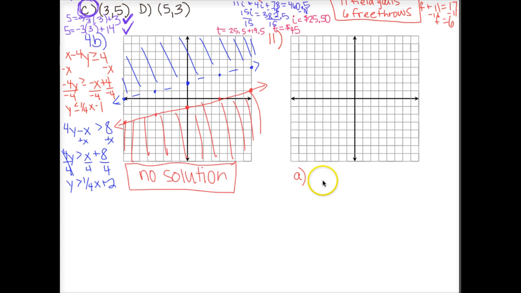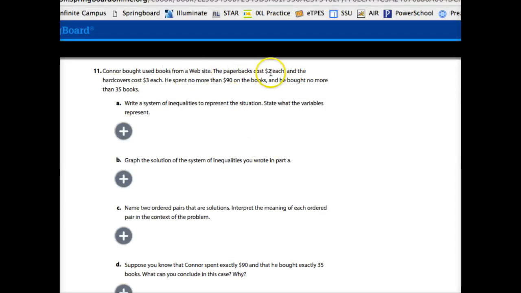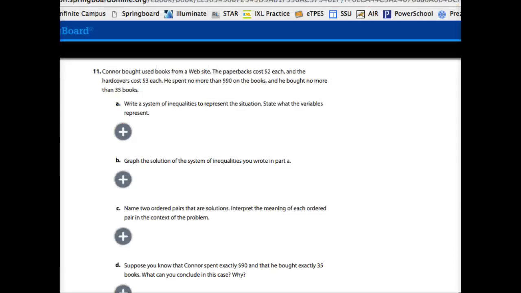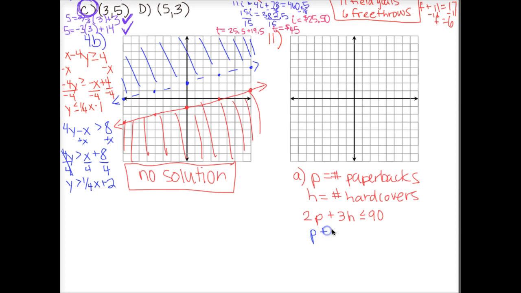So you could see on my answer sheet that I let P stand for the number of paperbacks, and I let H stand for the number of hardcovers. When I write my system, it says that Connor spent no more than $90. And remember, each paperback is $2. Each hardcover is $3. So 2 times the paperbacks plus 3 times the hardcovers would represent the total cost. We said that's no more than $90. My other inequality, it says that he bought no more than 35 books. So number of paperbacks plus number of hardcovers has to be less than or equal to 35.